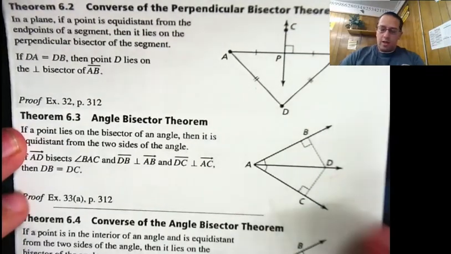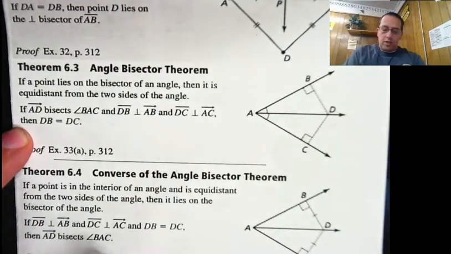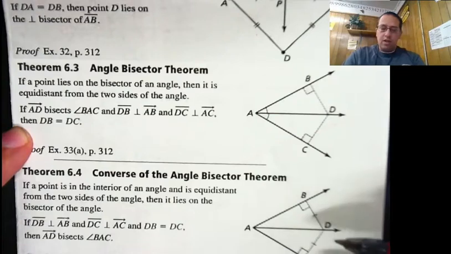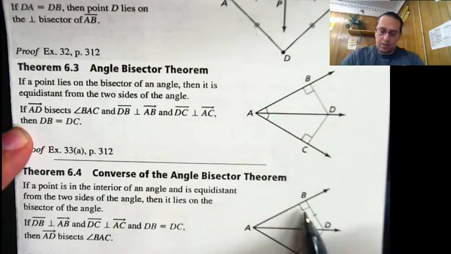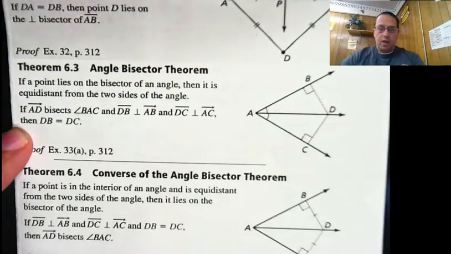Now, the good thing about this, the converse is also true. The converse says that if a point is the same distance from both sides of an angle, it must be on the angle bisector. So since segment BD is congruent to segment DC, and you'll notice it is perpendicular to the sides, because remember distance has to be perpendicular, then ray AD must be the angle bisector, which means angle BAD is congruent to angle DAC. That's the converse of the angle bisector theorem.